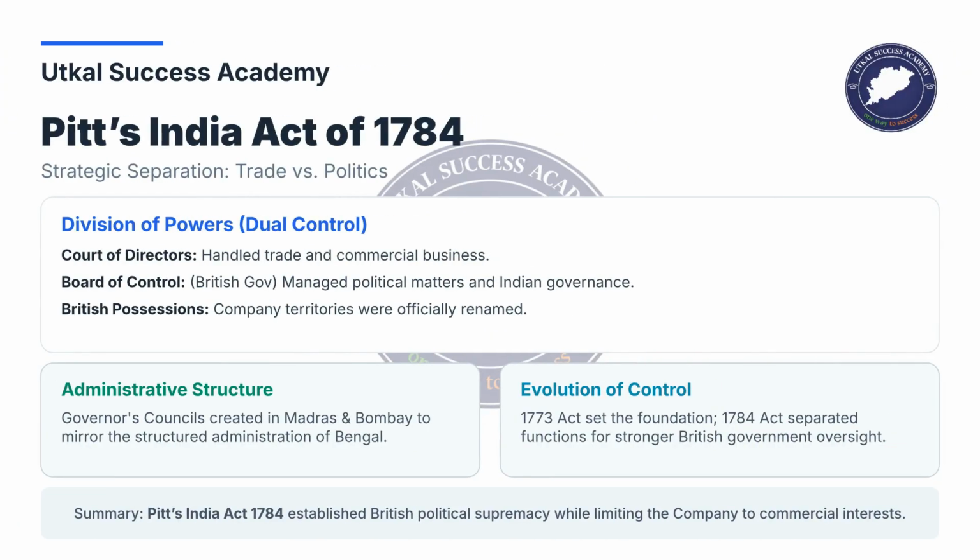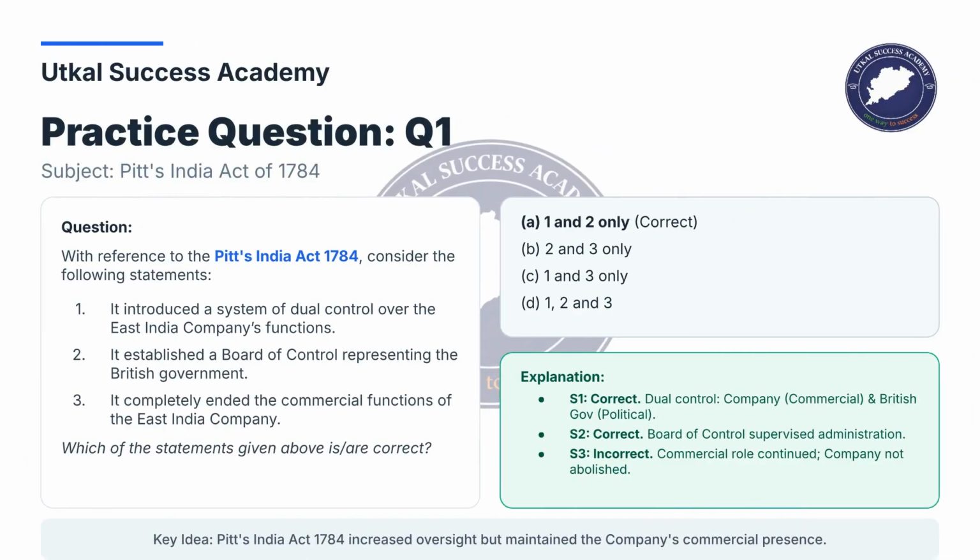Next, Pitt's India Act of 1784 established dual control, strategically separating trade and politics. It created the Court of Directors for trade and the Board of Control for political matters, thereby establishing British political supremacy. The first question on Pitt's India Act of 1784 asks about dual control, the Board of Control, and the end of commercial functions. Statements 1 and 2 are correct, as the commercial role continued. The correct option is A.